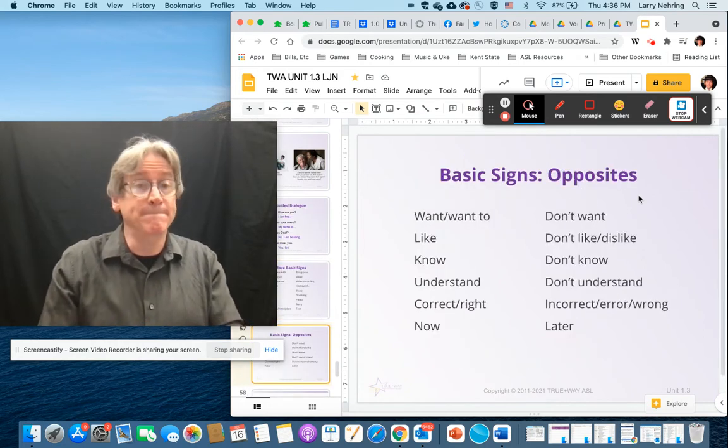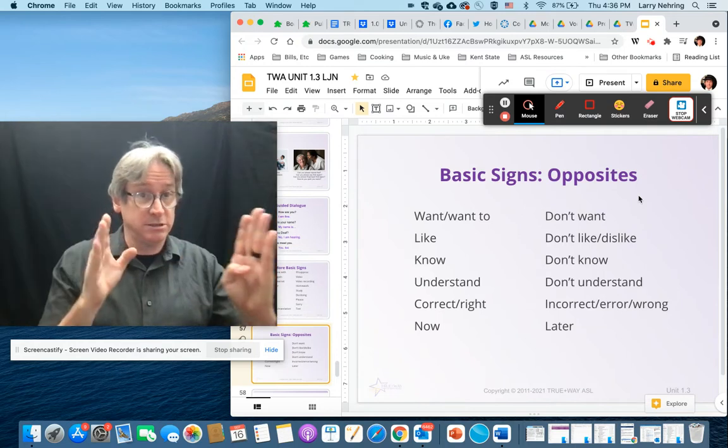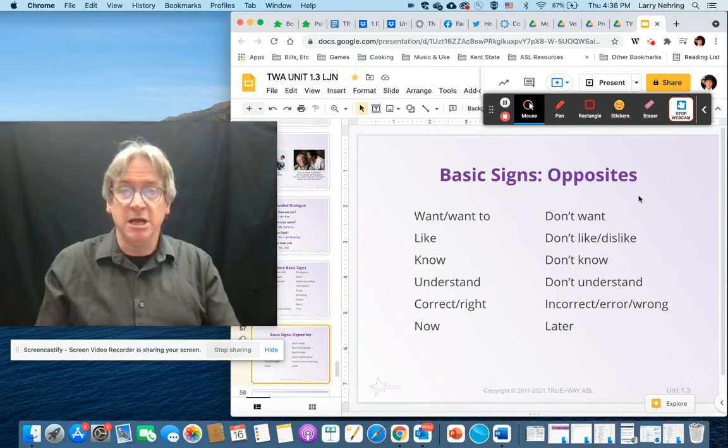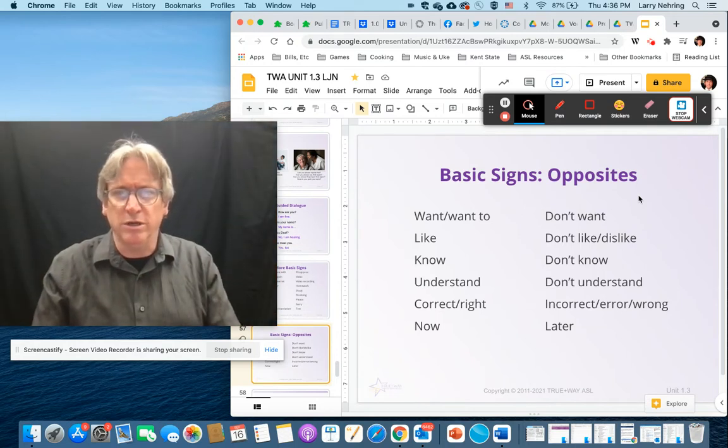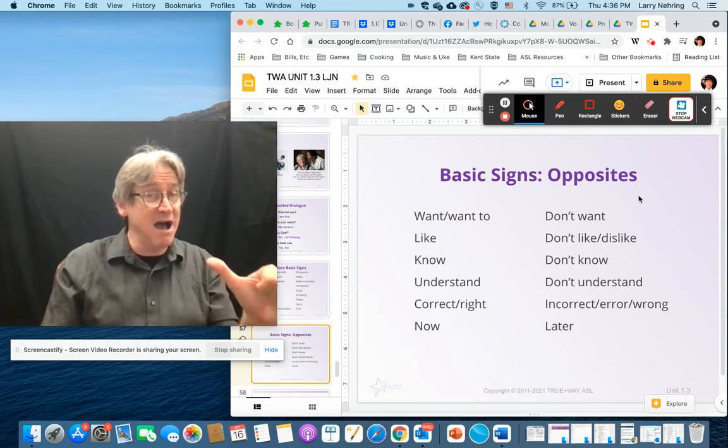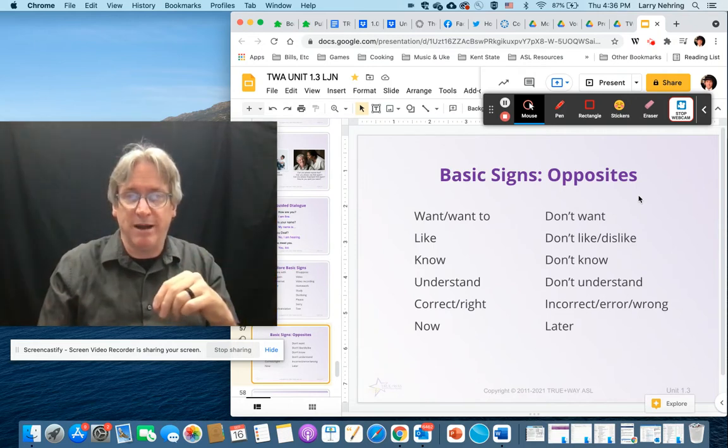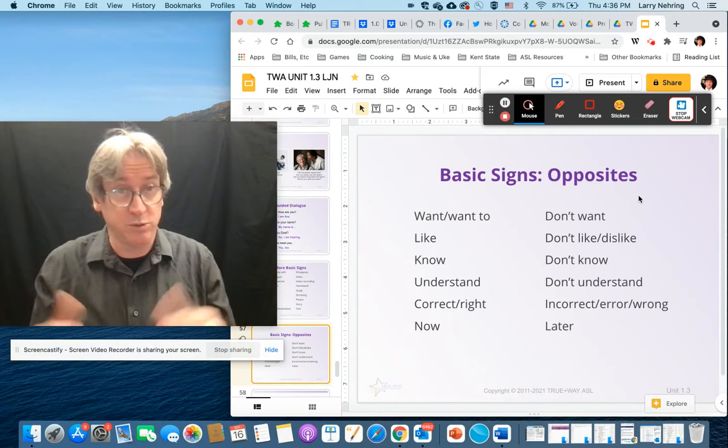Okay. Want. Now these are opposites. So we've got signs and then they're opposite. These are sort of special because with most other signs, we just use not or no to pair up with. But these have their own signs. So we'll start with those.